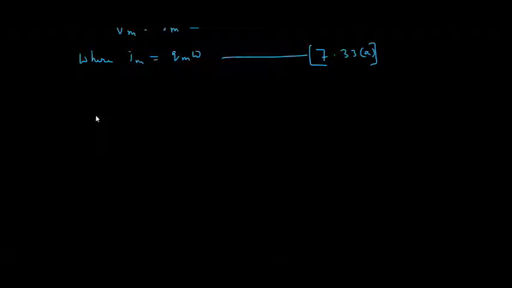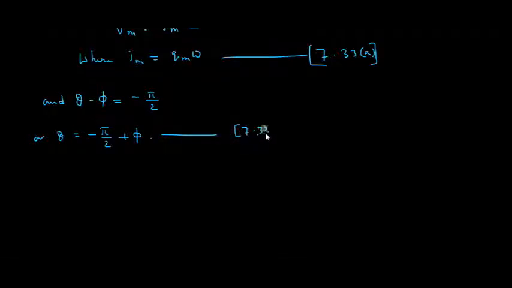Now, theta minus phi is equal to minus pi by 2, or theta is equal to minus pi by 2 plus phi, which is equation 7.33b.